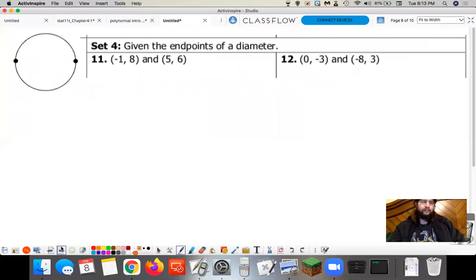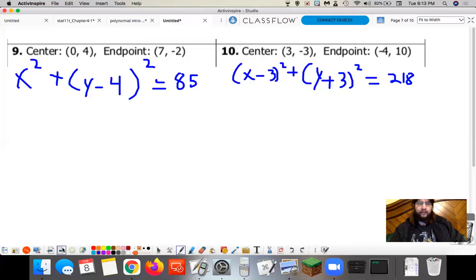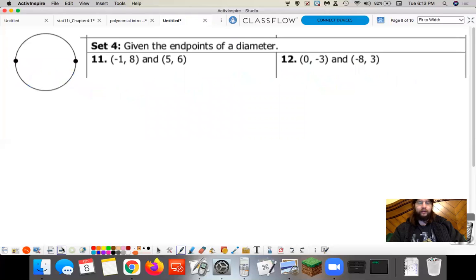From there, we can also go with, what if we have 2 endpoints of the diameter? Now for these 4, we had the center and a point on the circle. We can use any point on the circle, doesn't matter at all. But if we have 2 points on the circle and not the center, they have to form a diameter. If not, then you can't do it. If it just makes a chord, ain't happening.